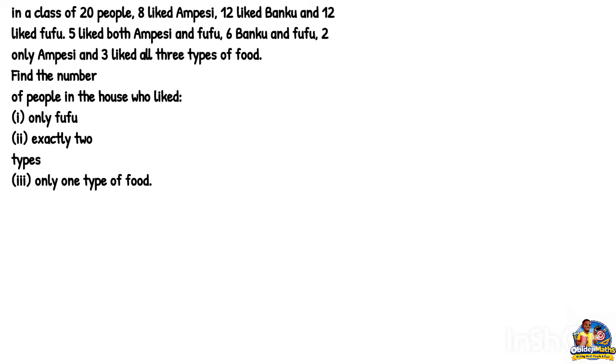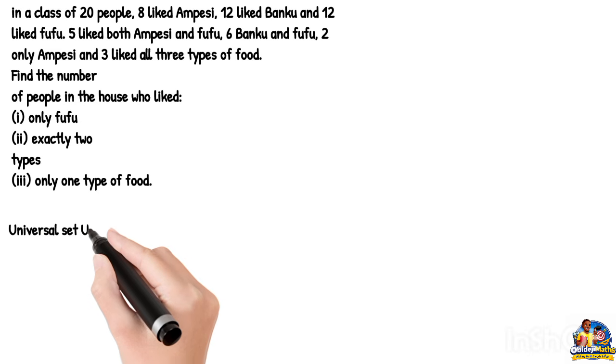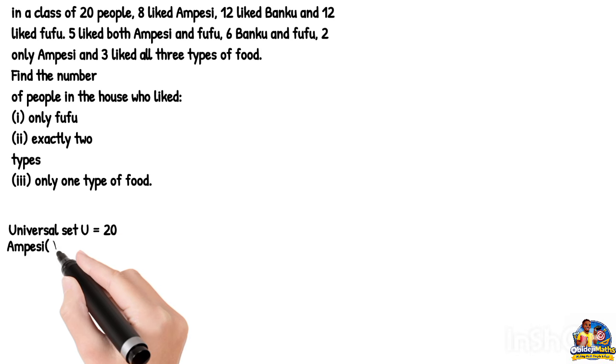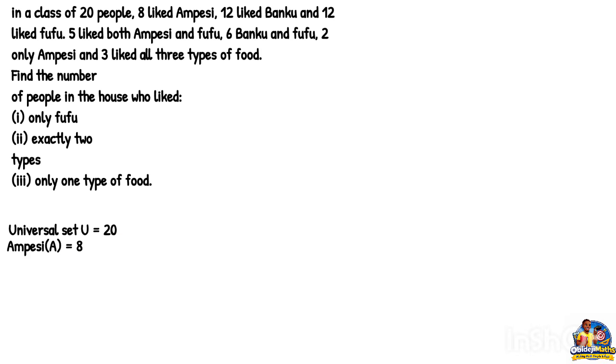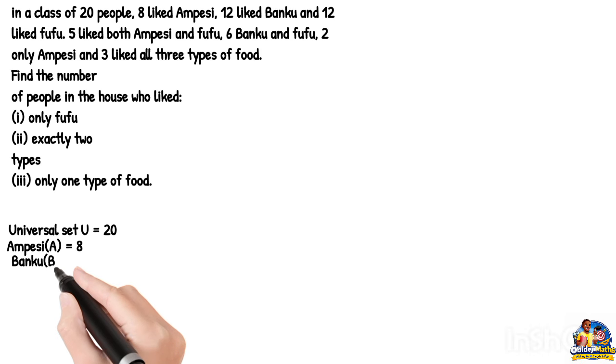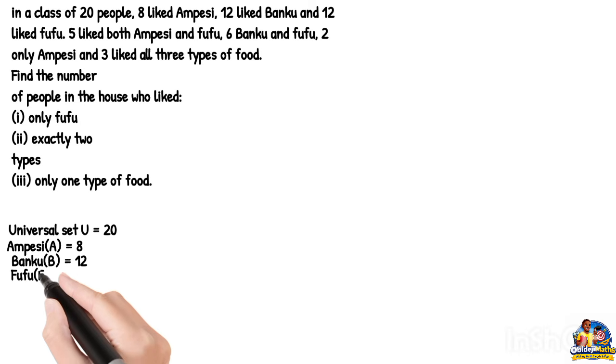According to the question, in the class of 20 people, the universal set will be 20 because you have 20 people in the class. 8 like Ampesi. Those that like Ampesi are 8 in number. Let A represent it, so A is 8. 12 like Banku. Let B represent Banku. That's 12. 12 like Fufu. Those that like Fufu are 12 in number. So let F represent Fufu.